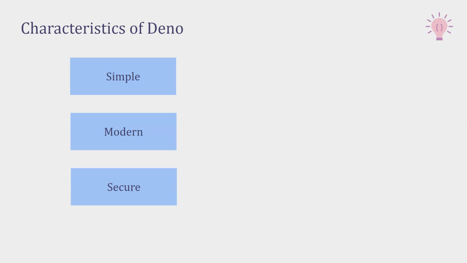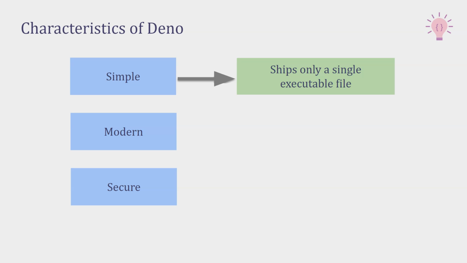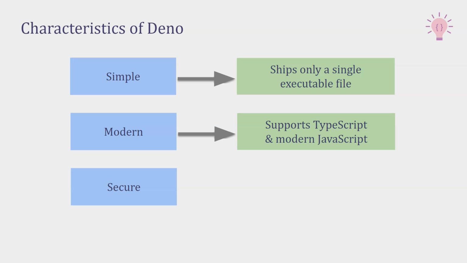Let's now take a closer look at the main characteristics of Deno. As stated before in this video, the three main characteristics of Deno are simple, modern, and secure. Deno is simple because it ships only a single executable file. Of course, you can import modules in your Deno code, but Deno itself, with its core functionalities, is shipped as a single file. Deno is modern because it supports TypeScript and modern JavaScript out of the box.